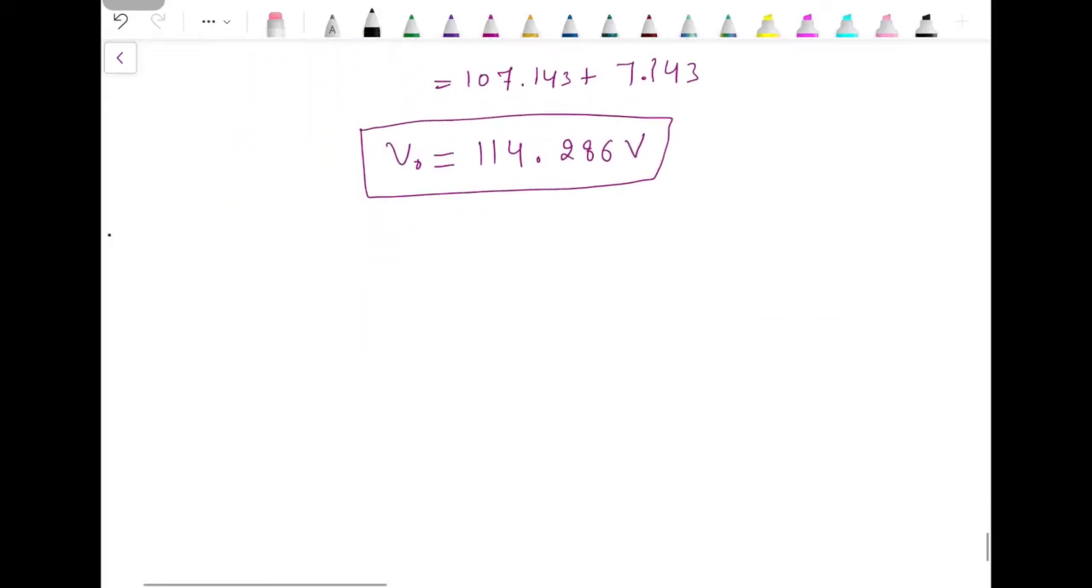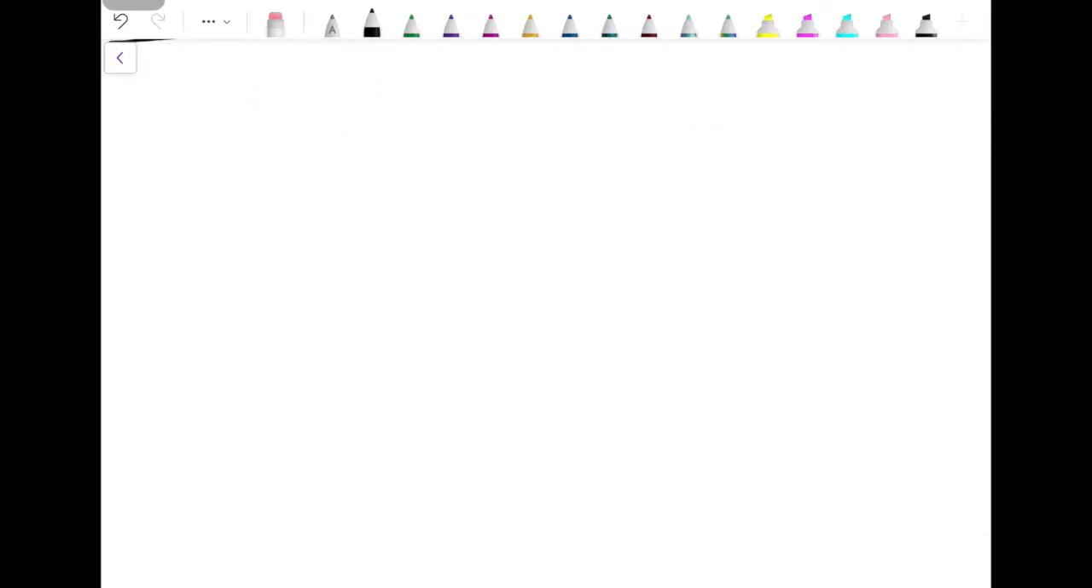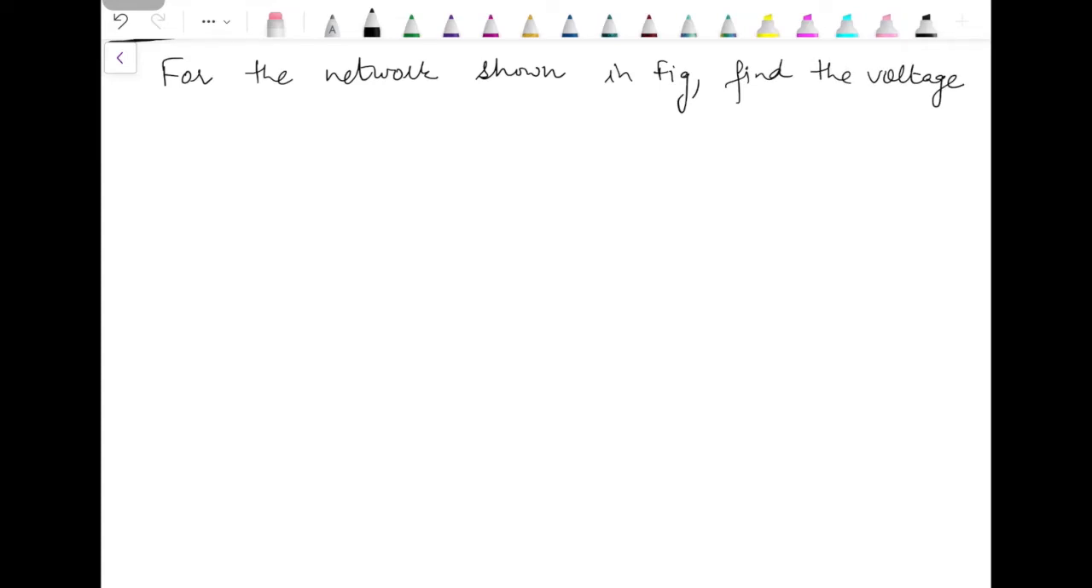Let's consider one more problem. Now the question is, for the network shown in figure, find the voltage Vx using the superposition theorem.